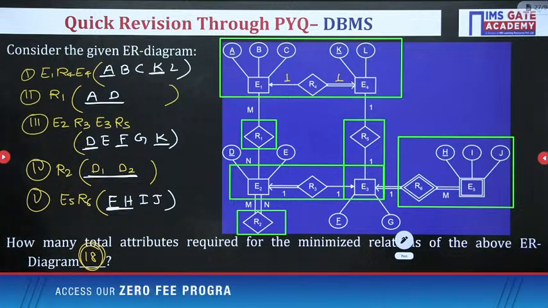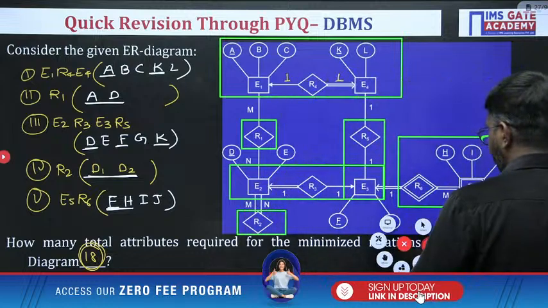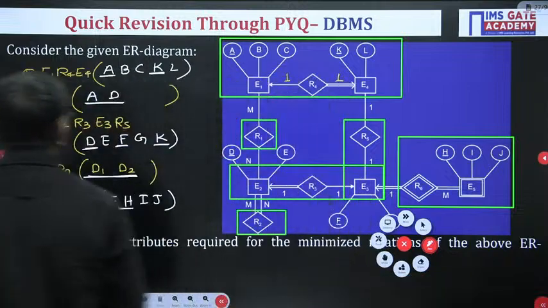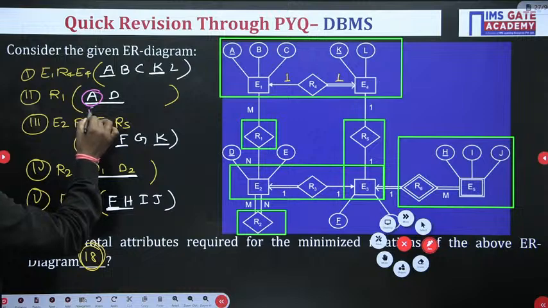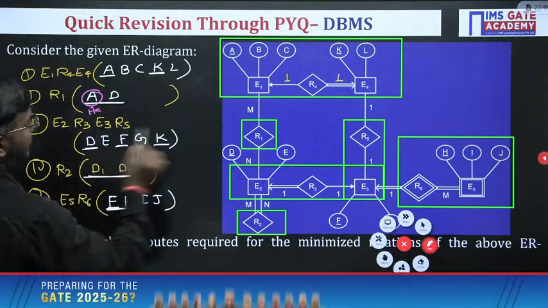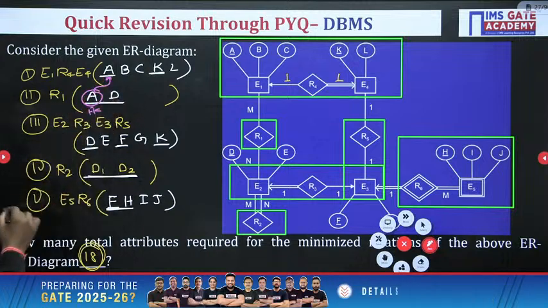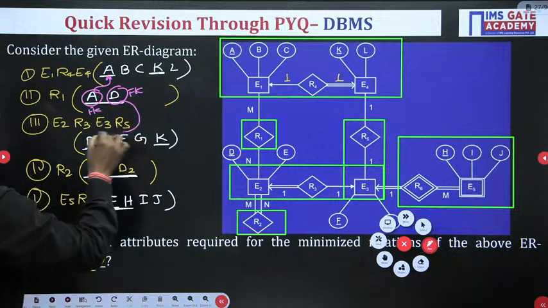Understood? 18. Fine. And how many key attributes are we having here? Again, how many foreign keys here? Foreign key, see here. This A behaves like a foreign key in R1. It points to this A. And this D here is a foreign key. It will point to this D.